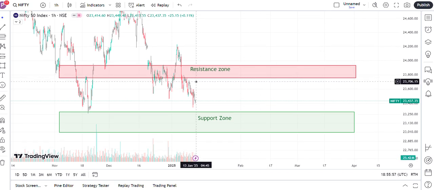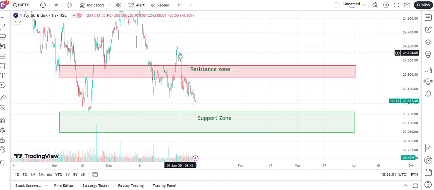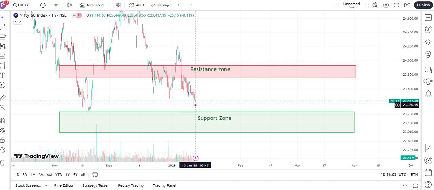And if you look at the chart in a longer time frame, we try to go up, but once again sellers were active and then we are going down. So this support zone we are talking about should act as a major support for this month. That is what we are expecting.